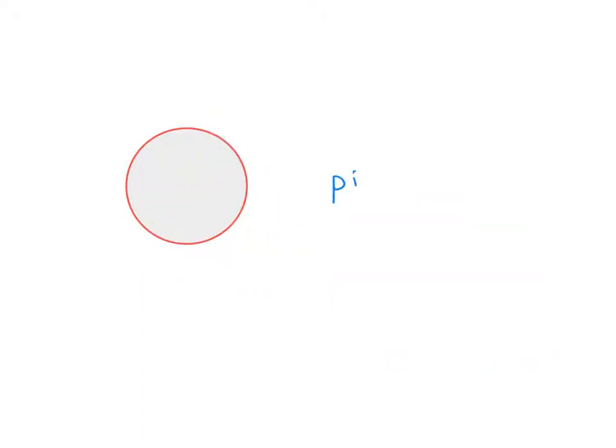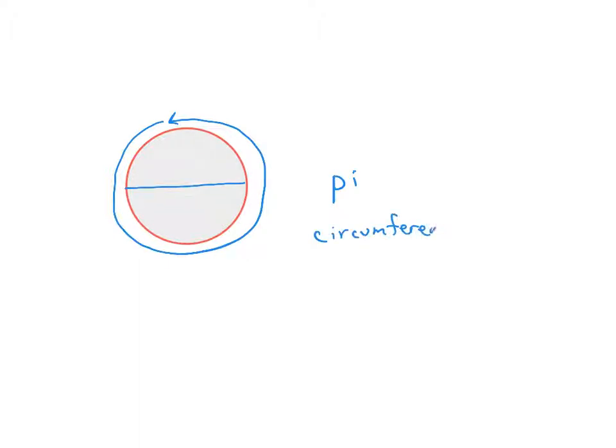Another important vocabulary word associated with circles is pi, which is spelled P-I. You've probably heard of pi before when you talk about circles, but what is pi? Did you know that if you take the circumference of any circle, the distance all the way around it, and divide it by the diameter of the circle, it always gives you exactly the same number? And that number is known as pi.